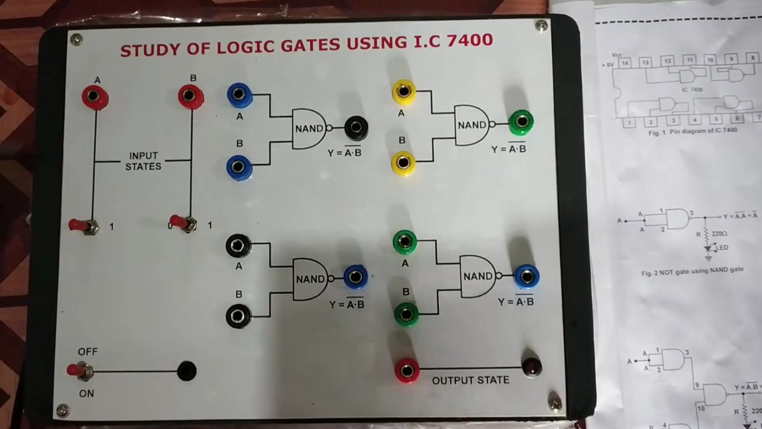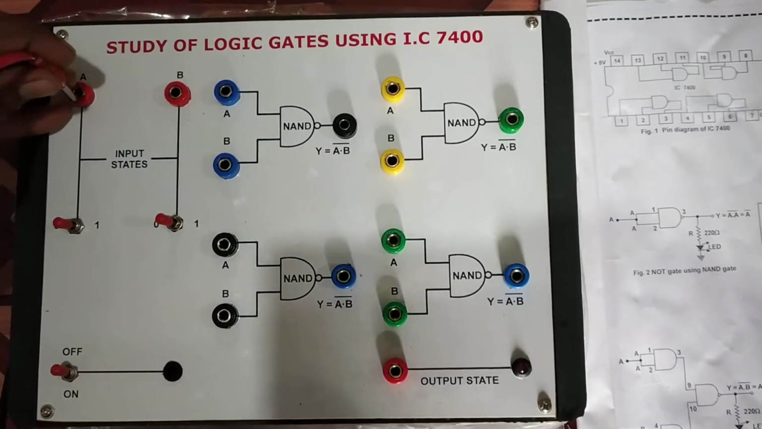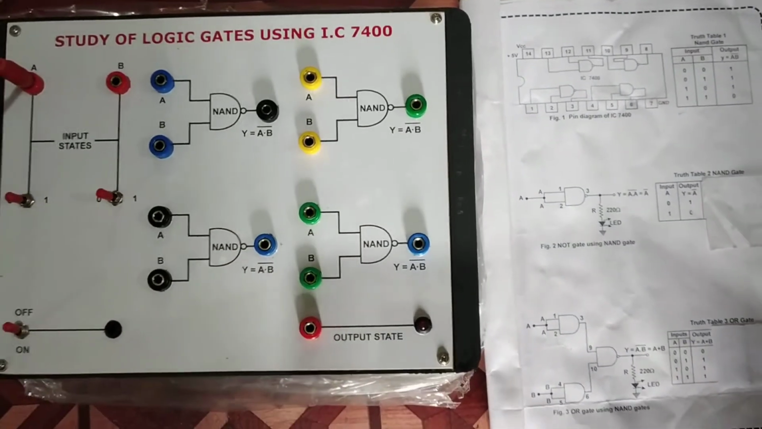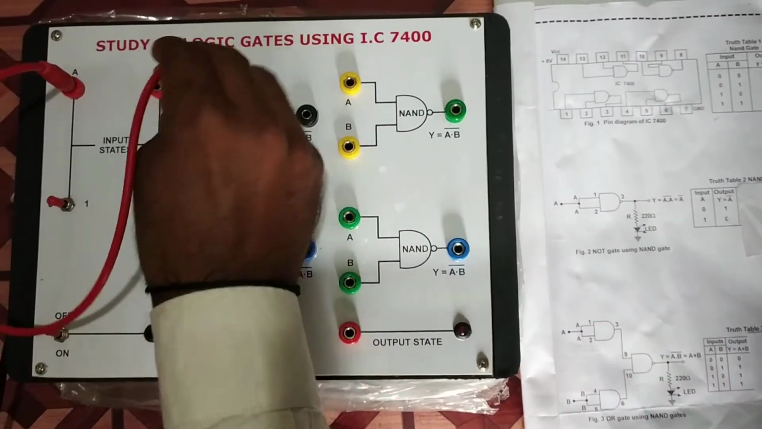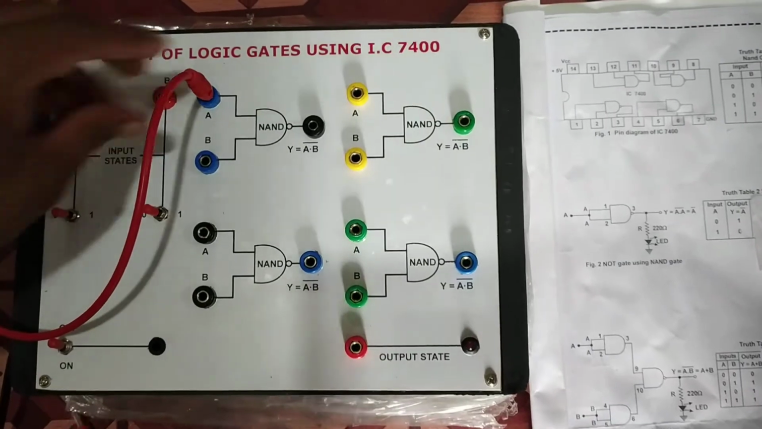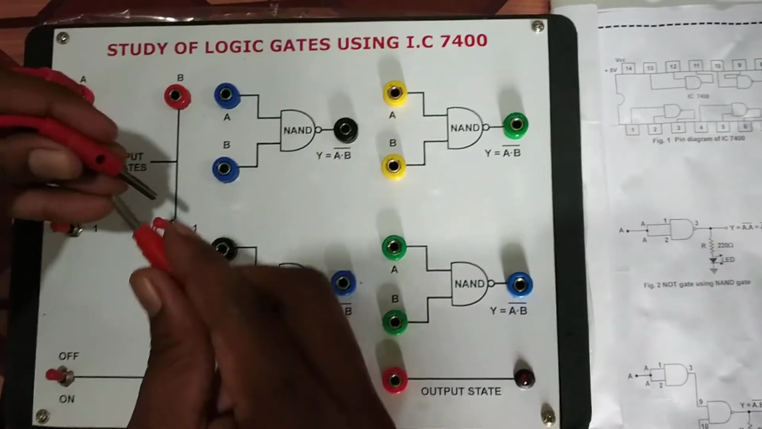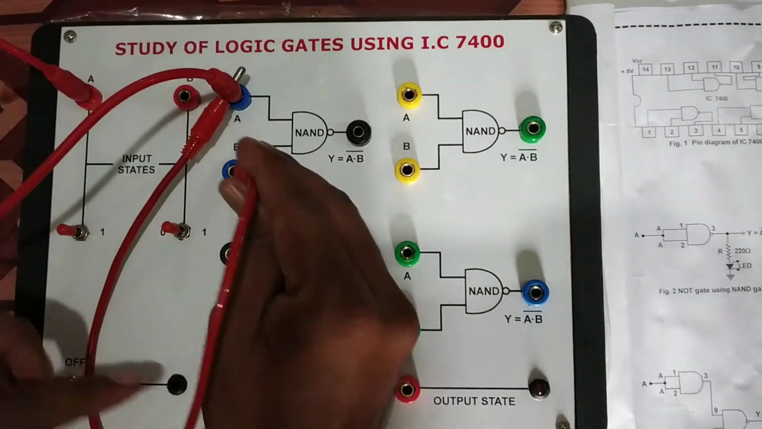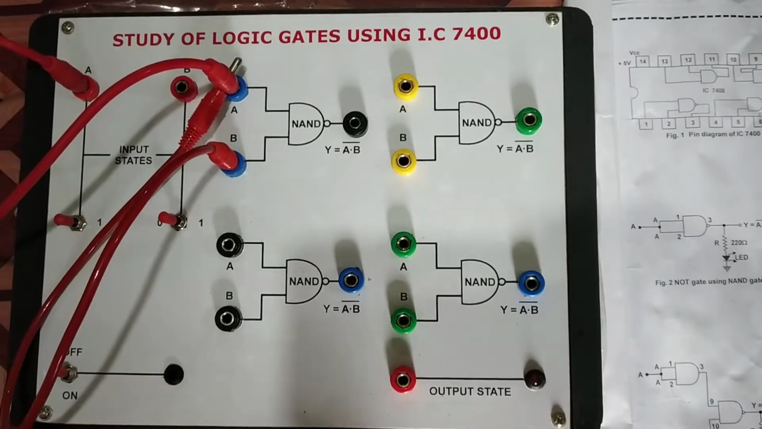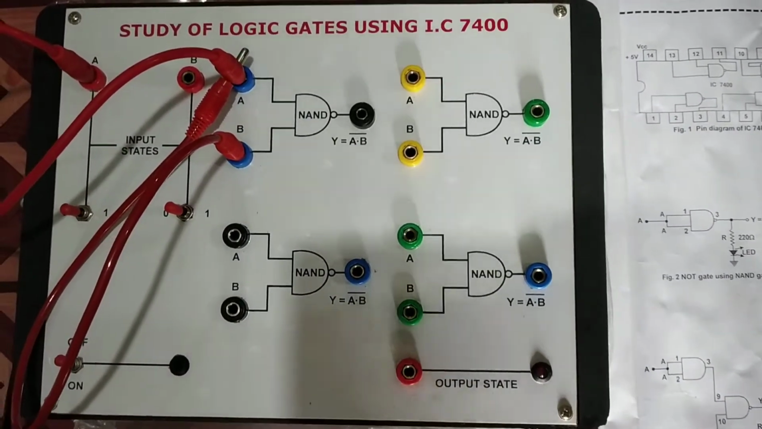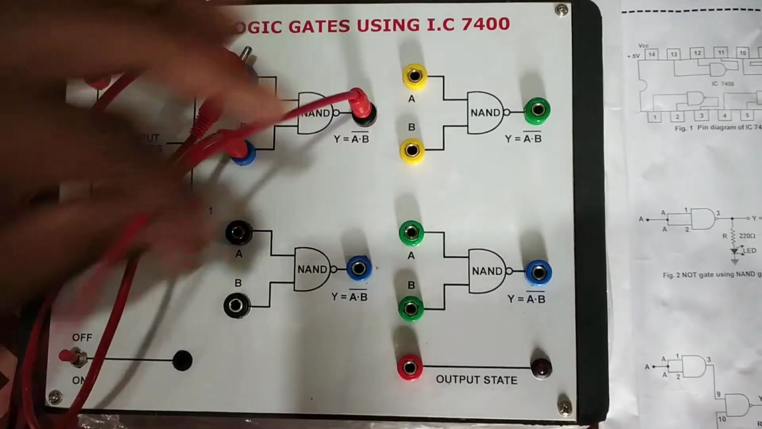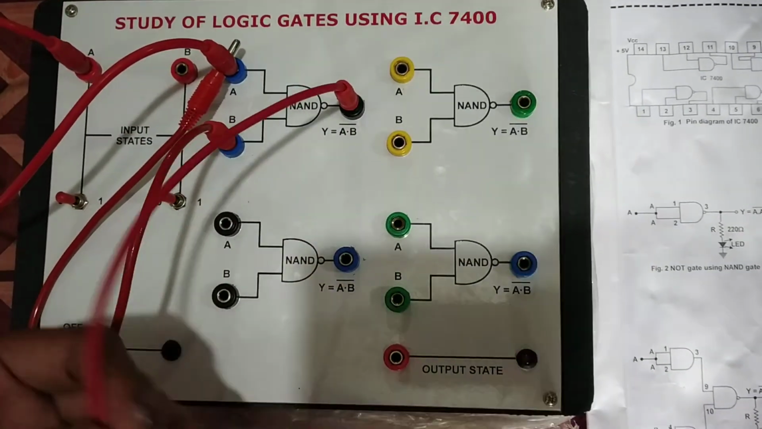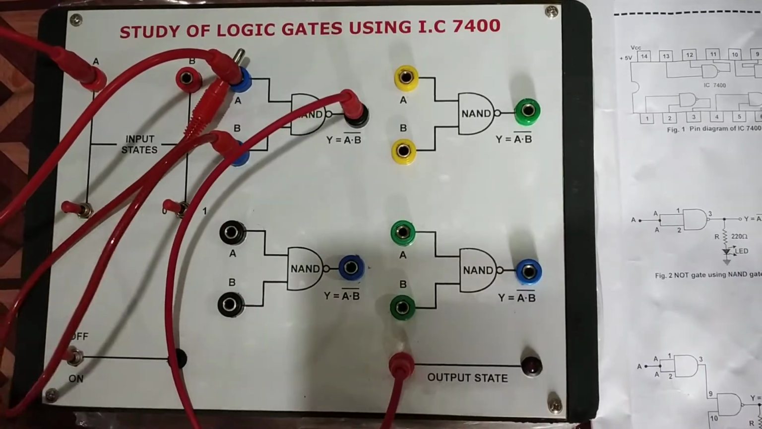First, you have to verify the NOT gate using the NAND gate. The input of the NAND gate is connected to the other input of the same NAND gate, and the output of the NAND gate is connected to the output socket.